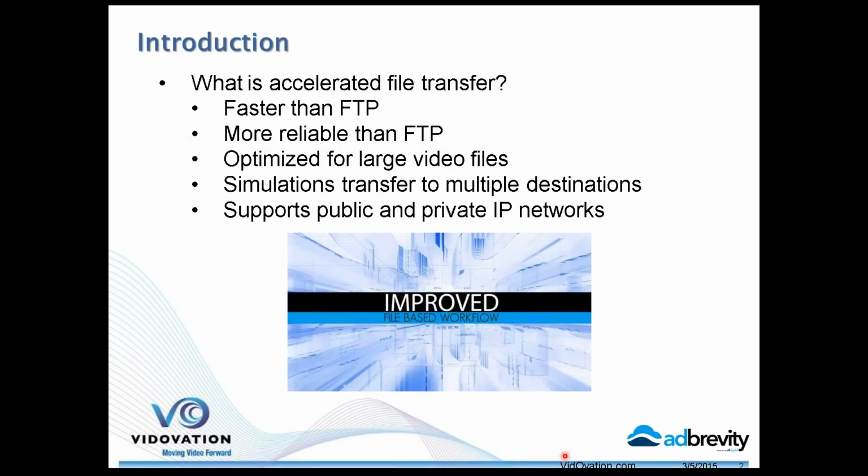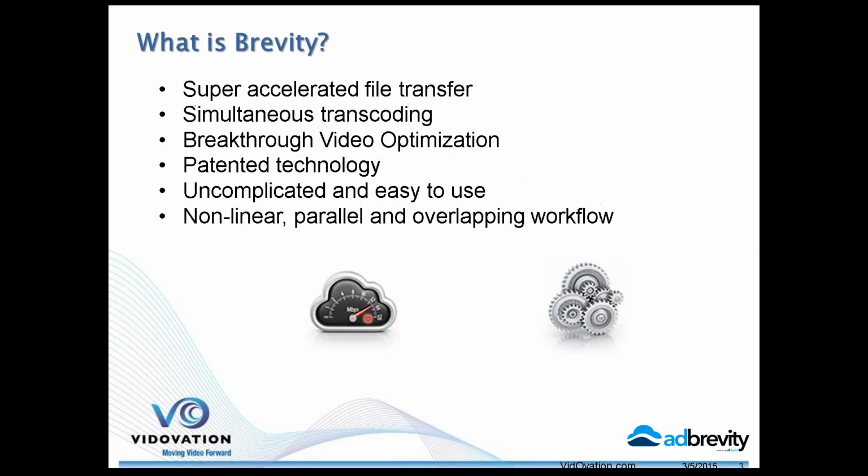So what I was saying is, why do we need an accelerator? We're looking for something better than FTP, something more reliable, more persistent, optimized for large files, specifically video files, and we need the ability to send to multiple destinations simultaneously in parallel. The traditional workflow for collaboration is more of a linear function as opposed to a parallel or nonlinear one. So that saves time. And we need a solution that will go through the public internet, private or public IP networks.